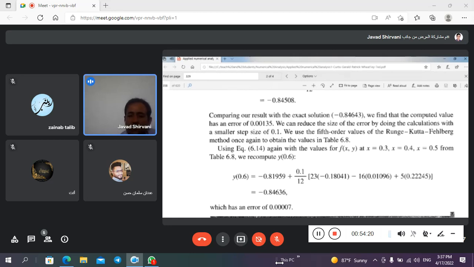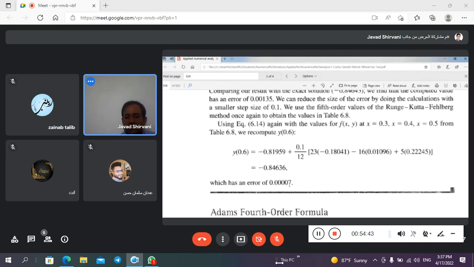which is quite close to the value we computed here, minus 0.8464, minus 0.8463, and the value of error is very close to 0, as you can see in this number highlighted by blue color.